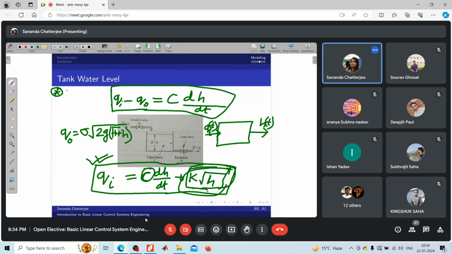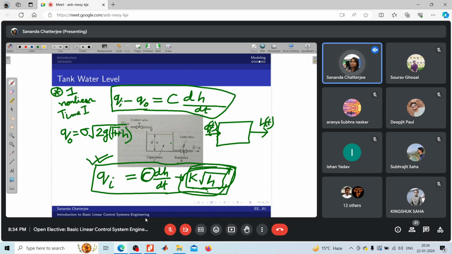Order of the system 1, right? Yes. Only one energy storing element, order of the system 1. The system is dynamic. Is the system linear or non-linear? Non-linear, obviously. Is the system time invariant or time varying? Time invariant.